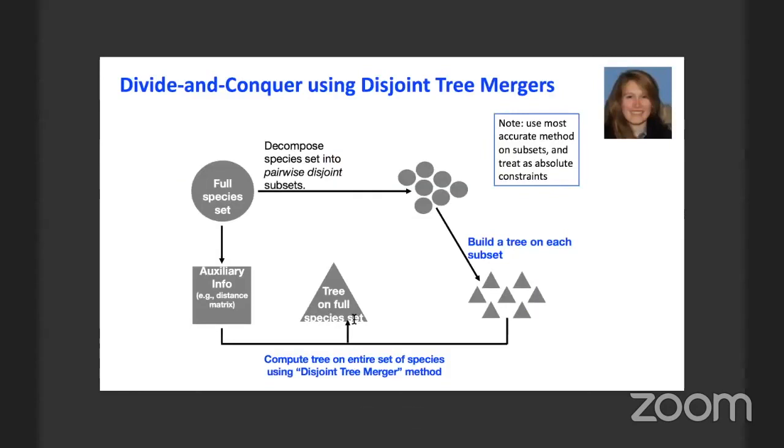And so my former student, she just graduated, Erin Malloy, came up with this beautiful divide and conquer routine where you take your set of species and all the genes and you divide the species into subsets. You get species trees on the subsets and then you merge them together. Using Astral to get species trees on the subsets, and then merging the species trees on the subsets together using the technique that she developed called tree merge.